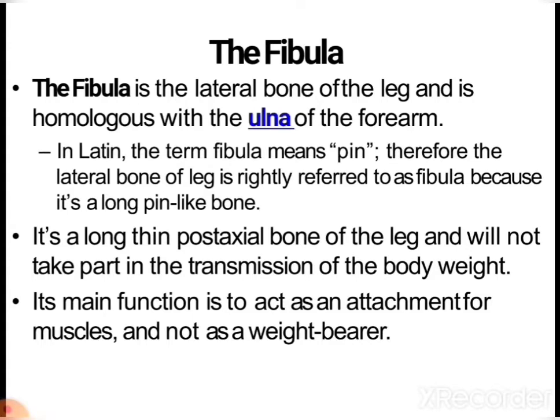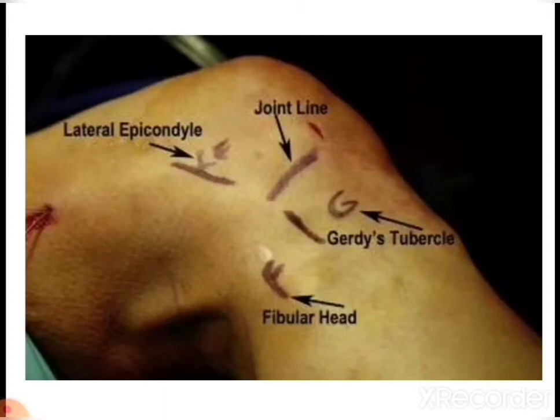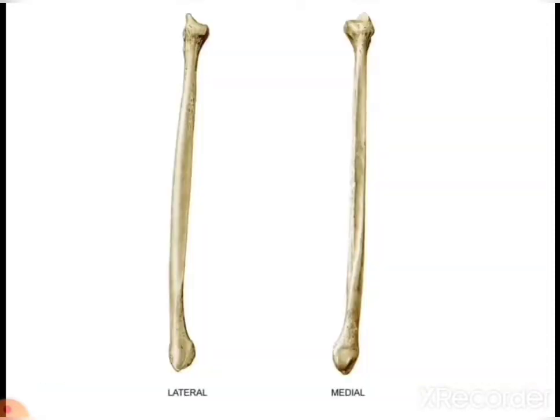It's a long, thin, post-axial bone of the leg and does not take part in the transmission of body weight. Its main function is to give attachment for muscles and not to bear weight. So in this image, we can see the surface projection of these bones, particularly the fibular head emerging at the knee at the marked area. Then this is the fibula.